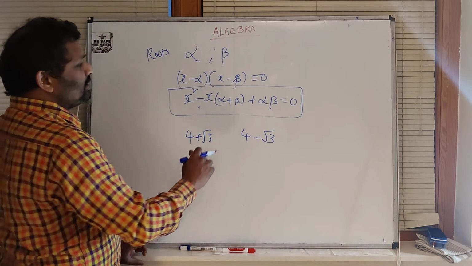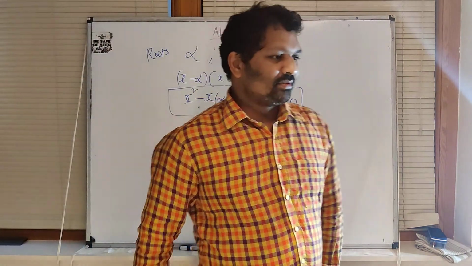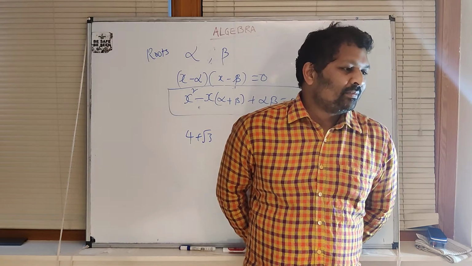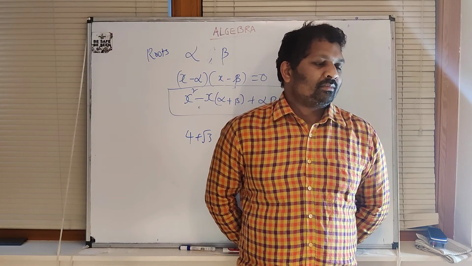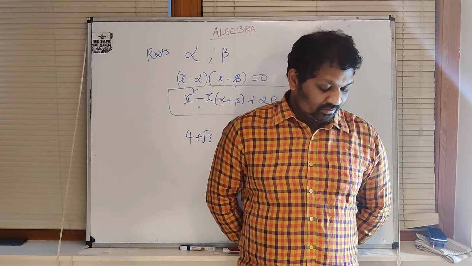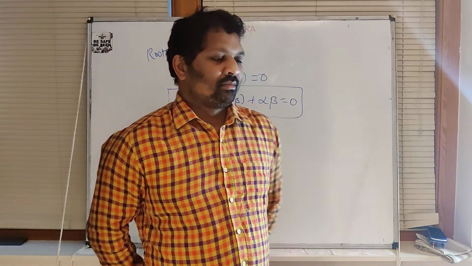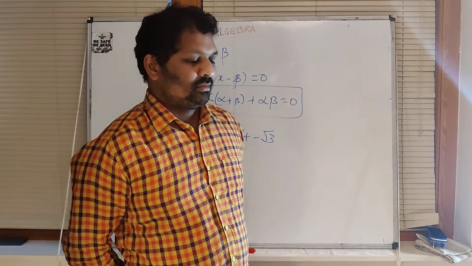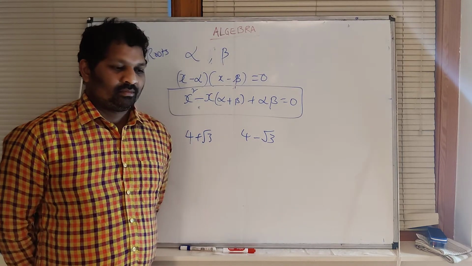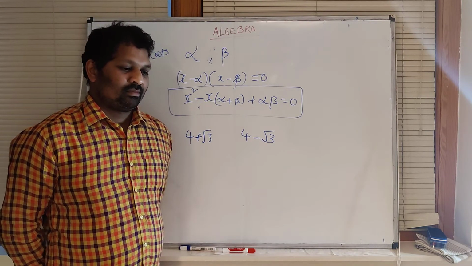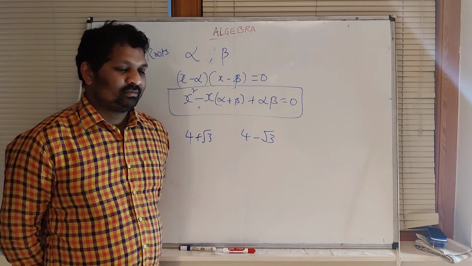Now you tell me what is the equation if two roots alpha and beta are given. It is x square minus x times alpha plus beta plus alpha beta is equal to 0. Yeah, alpha plus beta, and alpha beta.